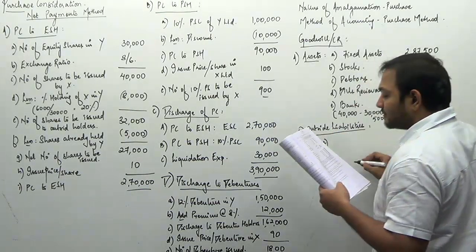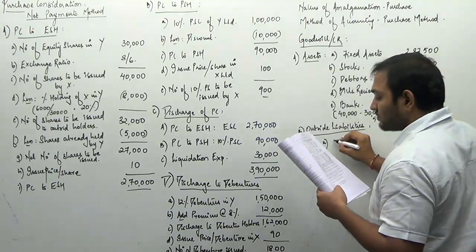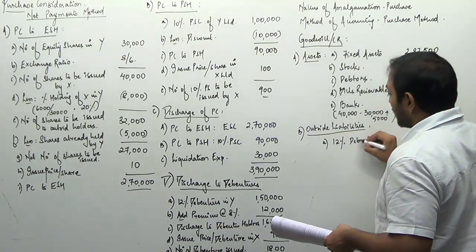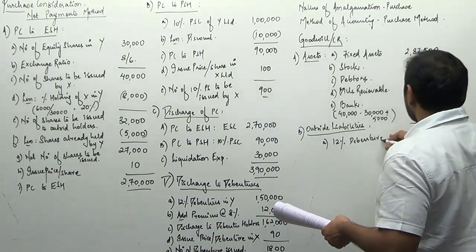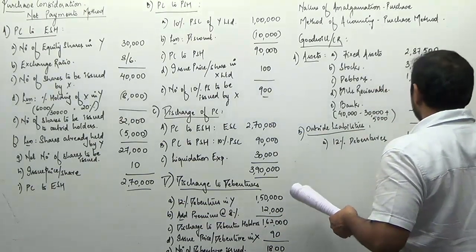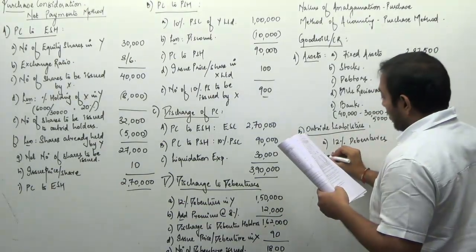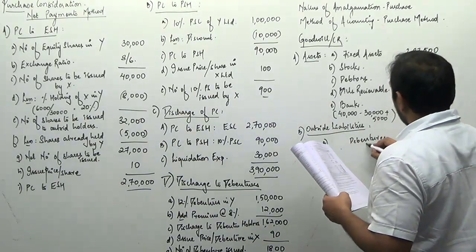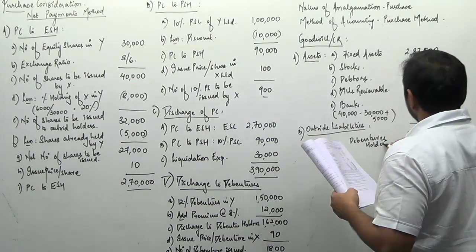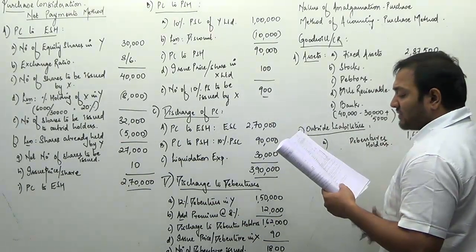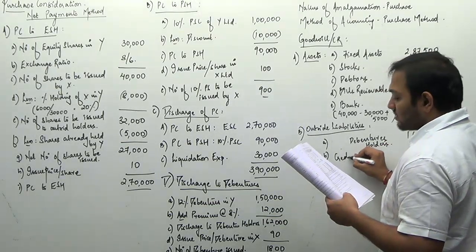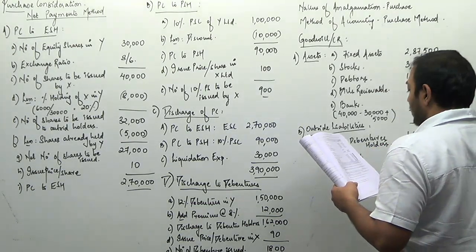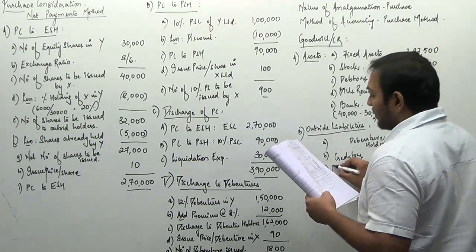Outside liabilities. 12% debentures. What is the discharge to debenture holders? 1,62,000. Debenture holders, 1,62,000. Creditors, same value, 1,25,000. And finally, bills payable.